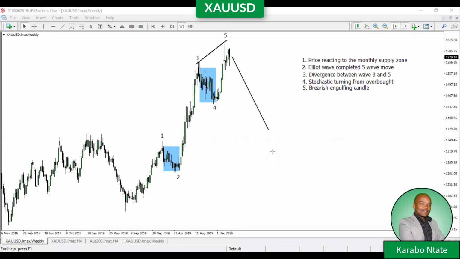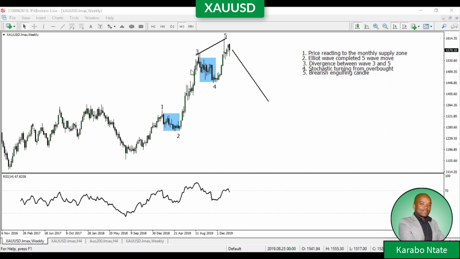I am currently looking at a shorter term trading opportunity on gold. Number one, price reacting to the monthly supply zone. Now, this week over here was a result of a reaction to the monthly supply zone. Number two, Elliott wave completed 5-wave move. First wave, second wave, third wave, fourth wave, and a fifth wave completion at a supply zone. And number three, we have divergence between wave 3 and wave 5.